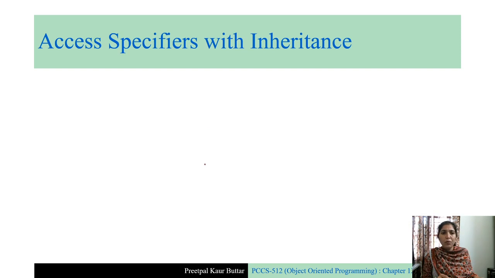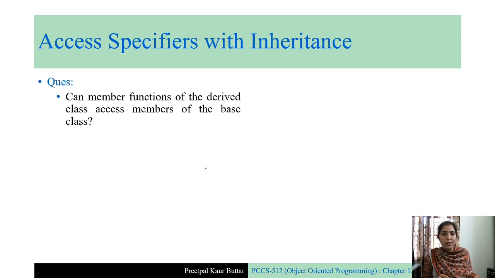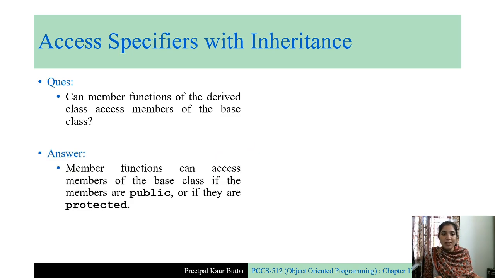So now we come to the access specifiers with inheritance. In the previous slide, there was no concept of inheritance. But what happens when we use access specifiers with inheritance? There are some questions. The question is, can member functions of the derived class access the members of the base class? We have already seen through the example that the derived class can access the members of the base class. So what is the answer to this?